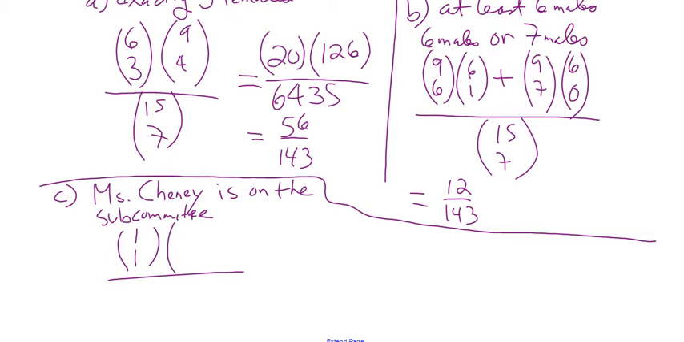How many non-Ms. Cheneys are there? 14. How many of them do I need? 6. Over? 15, choose 7. Let's leave it like that. You know, who cares? Numbers, you can work out the calculator thing, right? The important thing is, how do I get the number if I need to get the number?